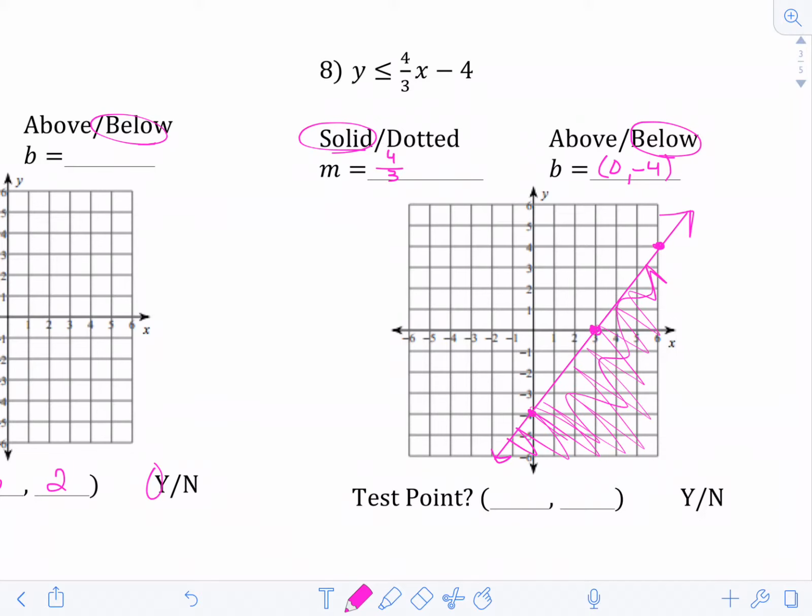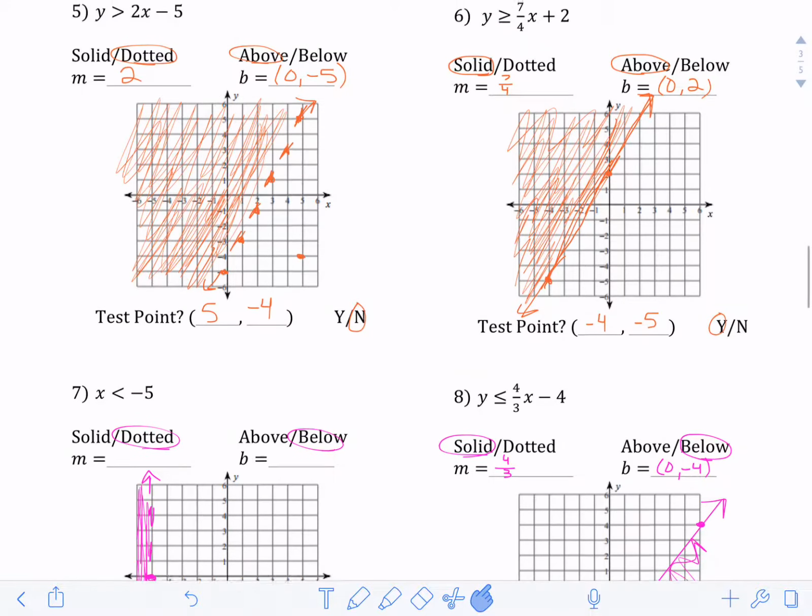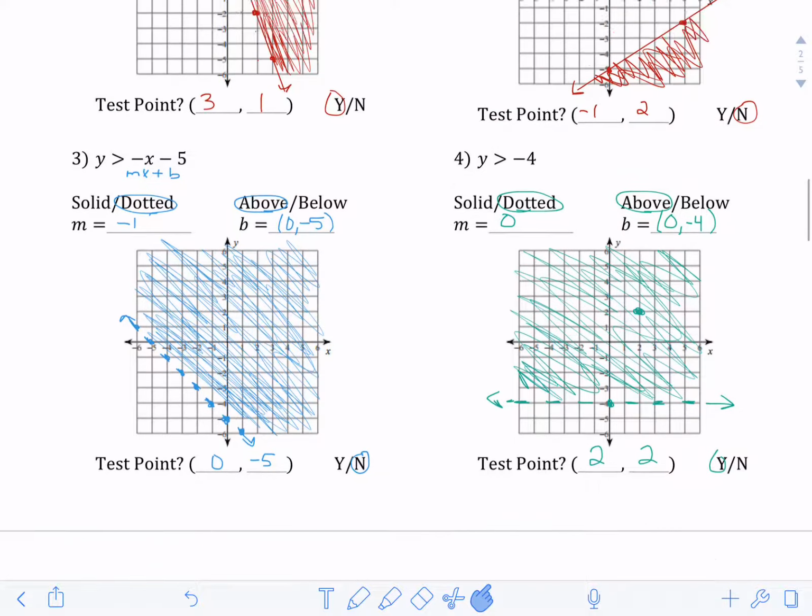And so I can pick the point 5, -3. That's in the shaded region, so that would be a solution. And that is it. That's how you graph inequalities.